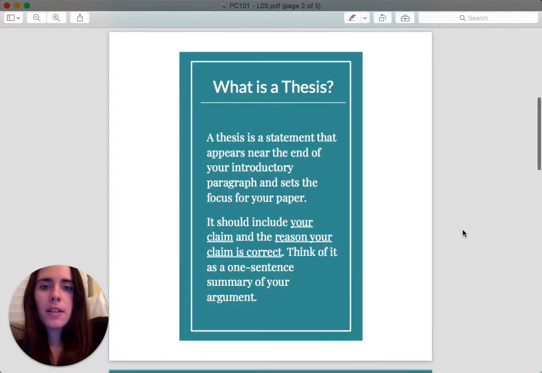To start, let's talk about what a thesis statement really is. Now, this usually appears near the end of your introductory paragraph and it sets the focus for your paper. It should typically include your claim and then the reason that your claim is correct. Think of it a little bit like a one-sentence summary of your argument for your paper.